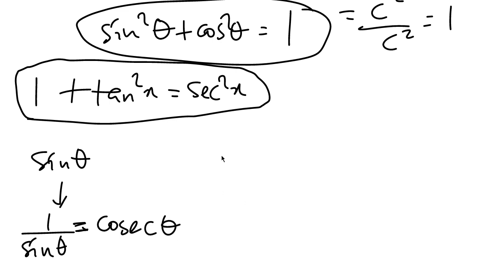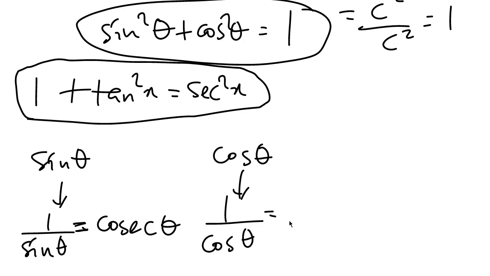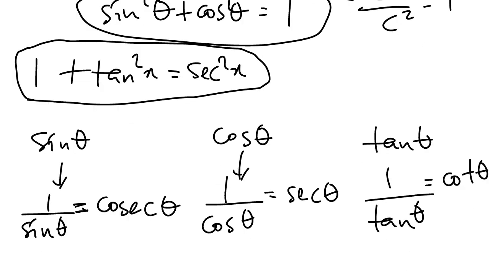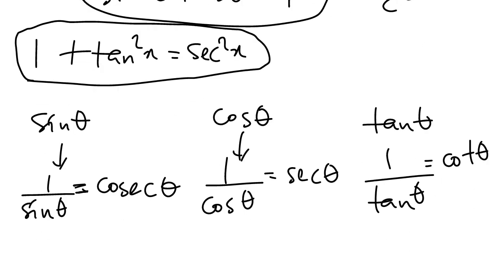For cos theta, the inverse, which is 1 over cos theta, is sec theta. And for tan theta, 1 over tan theta is equal to cot theta. Do you understand? Okay, so I mentioned that 1 plus tan squared x is equal to what?